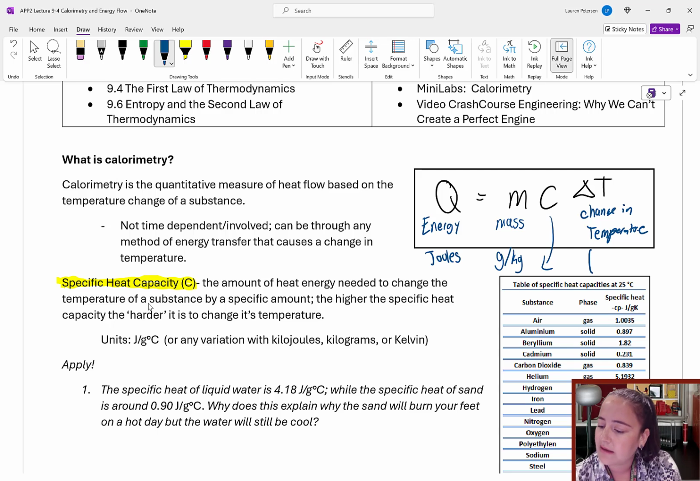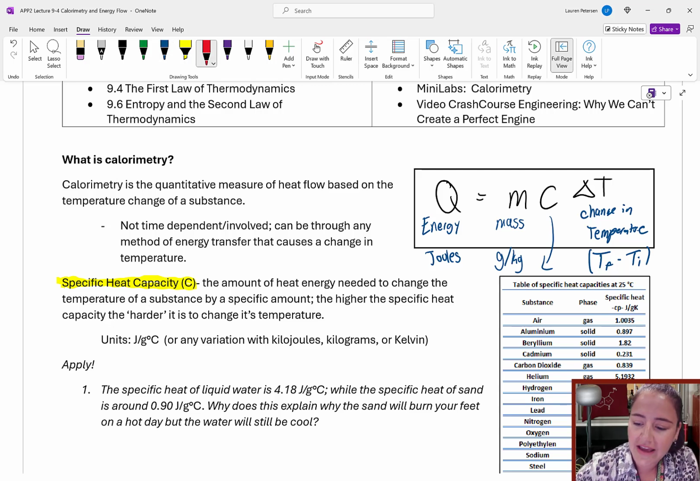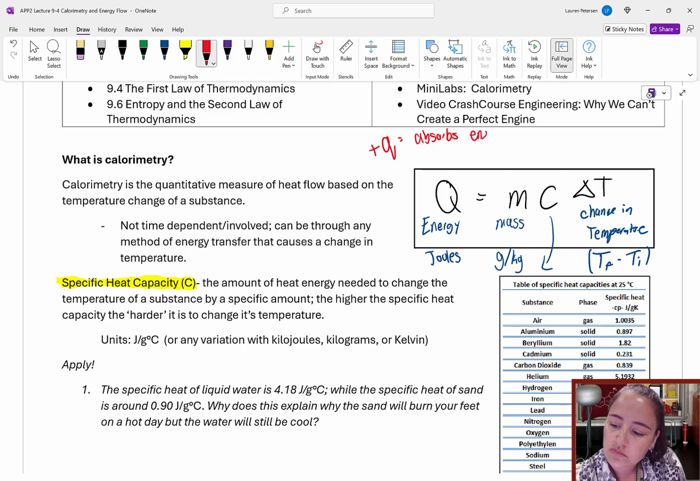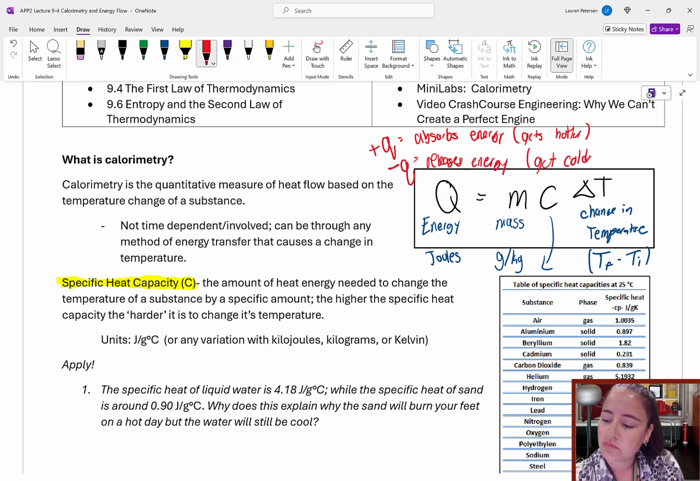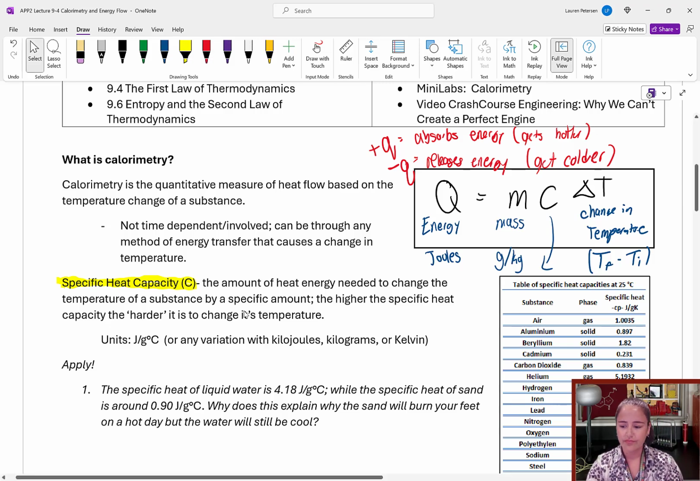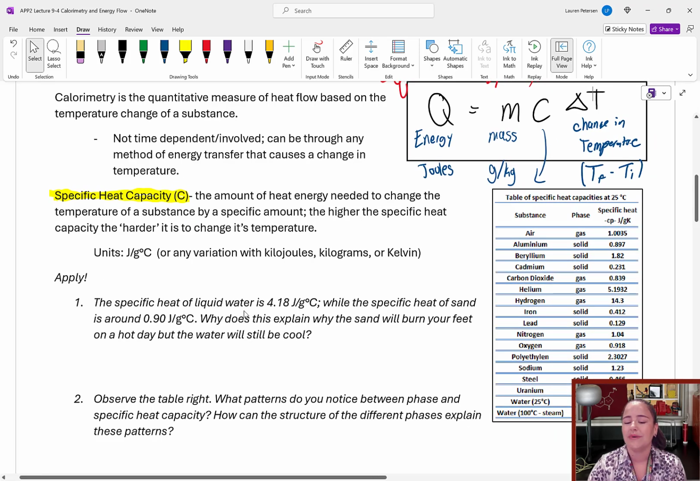So this will always be T final minus T initial, meaning that our Q could be positive or negative. So just a quick reminder, okay, positive Q means it absorbs energy, and that's going to happen when it gets hotter. Where a negative Q means it's exothermic, it releases energy. So it will get colder. Okay. And watching the signs of this is also going to be really important when we start applying these types of calculations. Okay, so let's go ahead and make sure we can apply this.